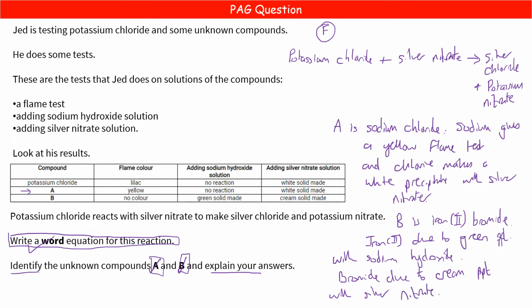There's your 6 marks. So we've explained the answer, tick, identified A, identified B, written the word equation, and that is top marks on that question.